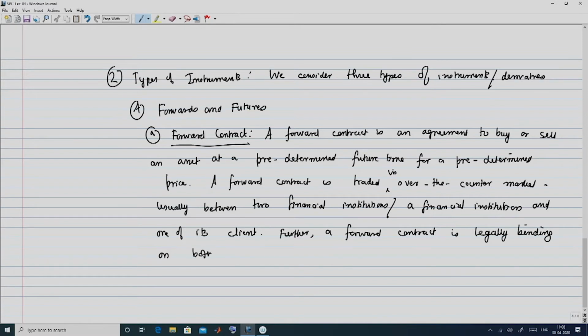Okay, so when I use the statement that the forward agreement is legally binding on both the parties, it means that whenever both the parties get into a forward contract, one party is going to buy the asset and the other is going to sell the asset, and the time at which the purchase and sale will take place is a future time and some price is fixed, but the future time and the price at which this transaction will take place is decided at the present time point.